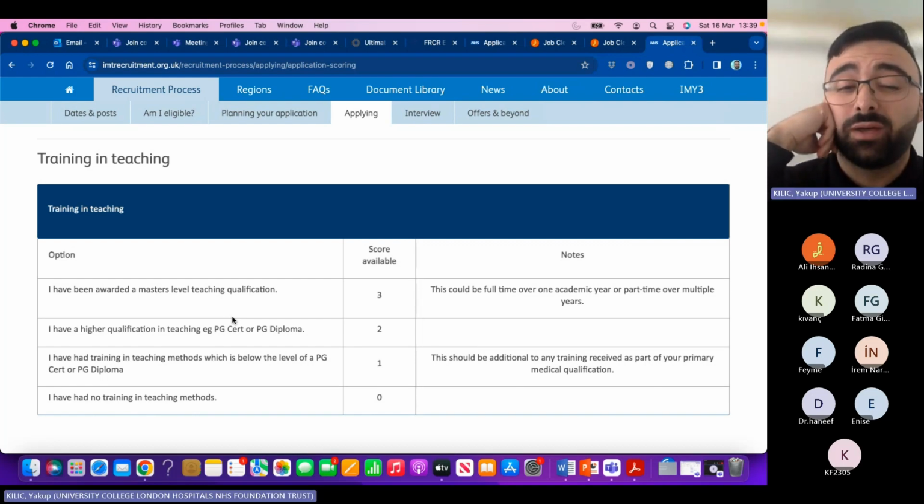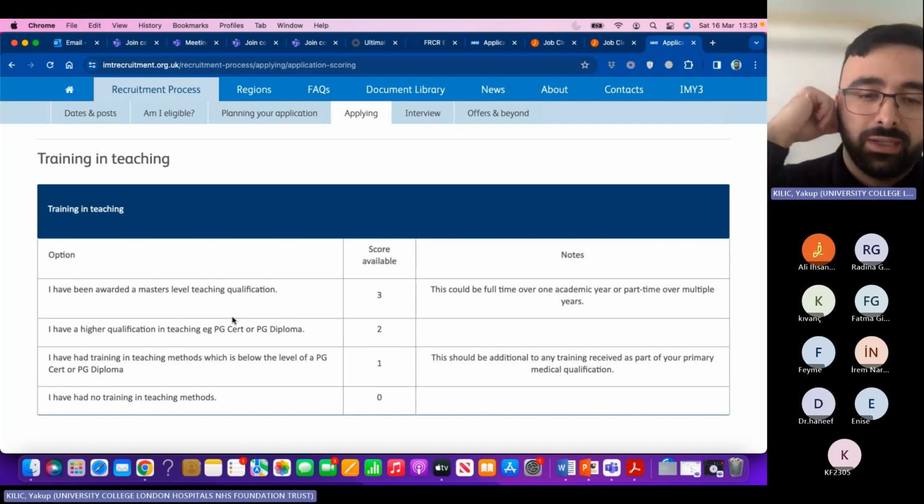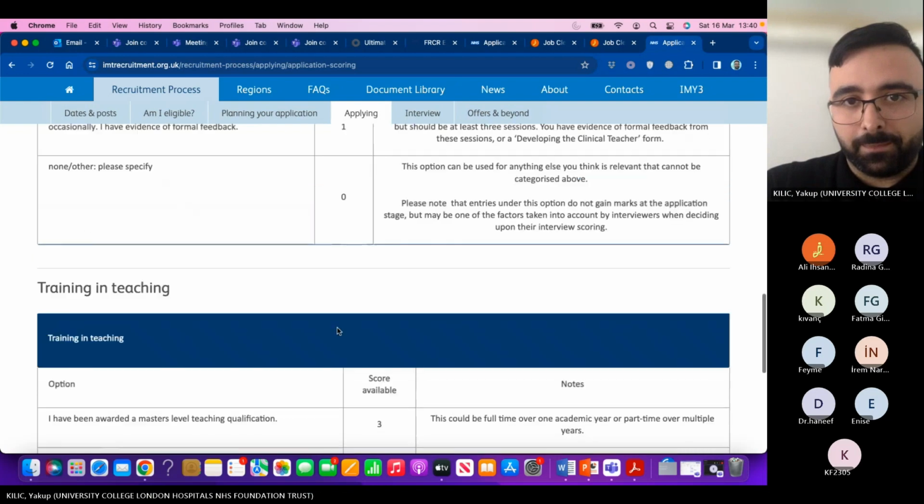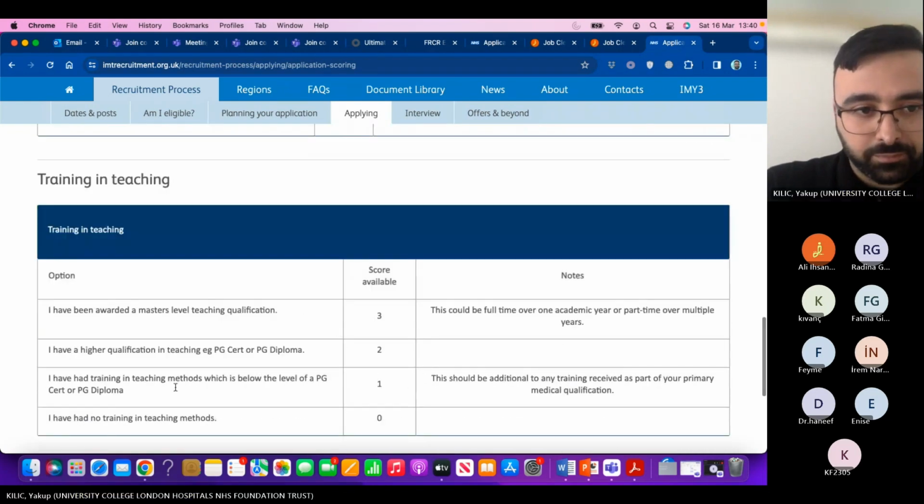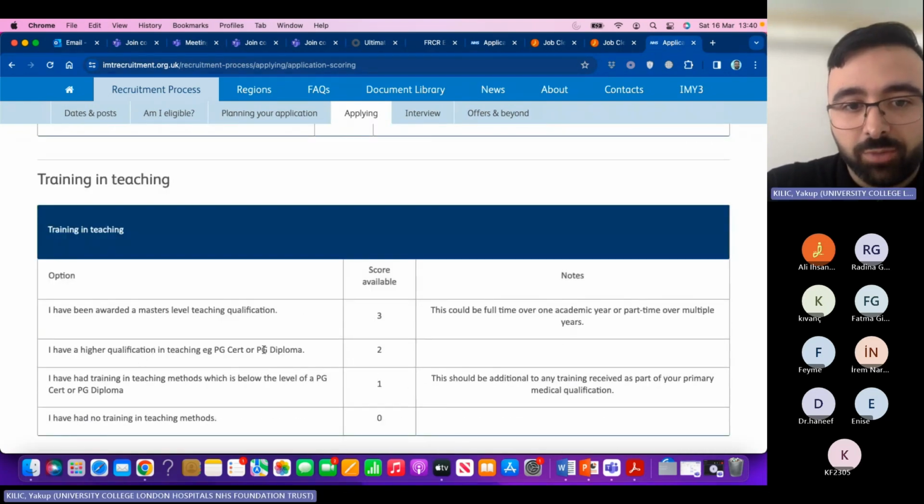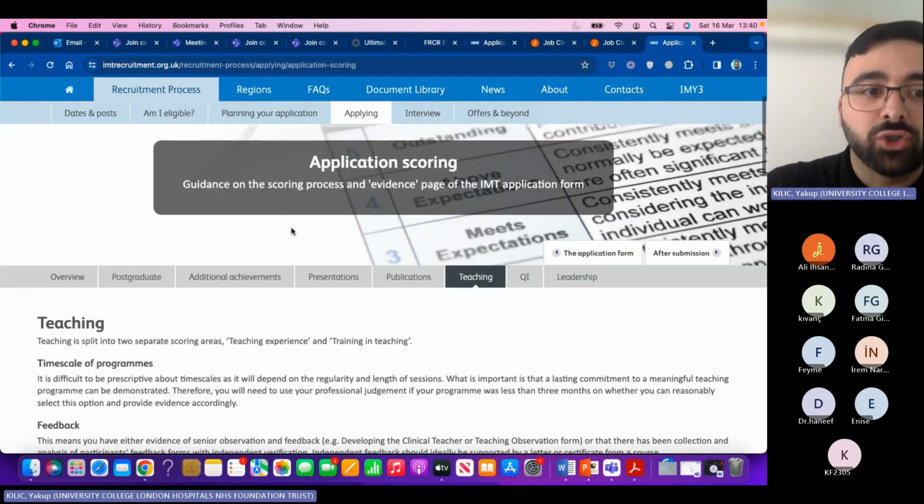A PG Cert was around £4,000 or £5,000. It might have gone up. So it's worth seeing if you can get points elsewhere where you don't have to pay. Again, if you've scored yourself a PG Cert diploma here, 2 points, you can't cross-use that in this postgraduate subsection. So if you've used a teaching diploma here, you can't use it here. It has to be a completely different diploma.